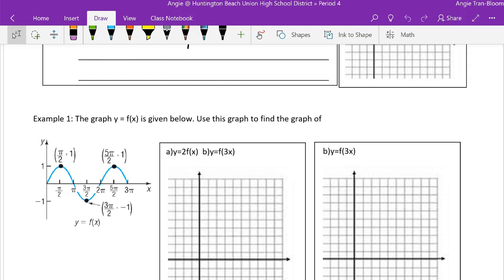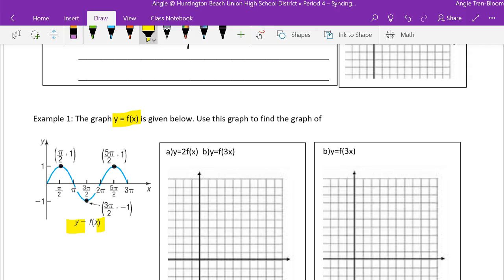Example 1. Use the graph y equals f of x. The graph y equals f of x is given below. Use this graph to find the graph of... What is y equals f of x? Did I give you something like that? I did. I gave it to you, right? It's here. Can you guys see this is y equals f of x?